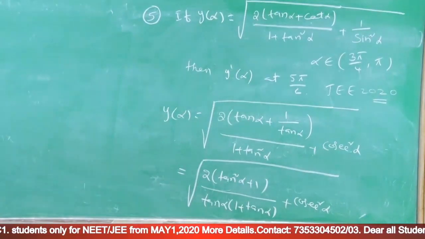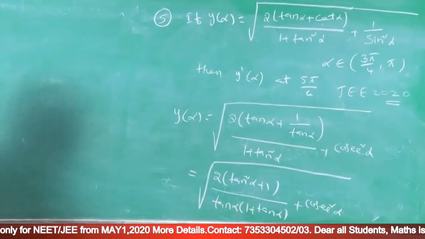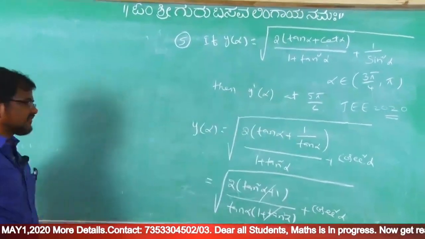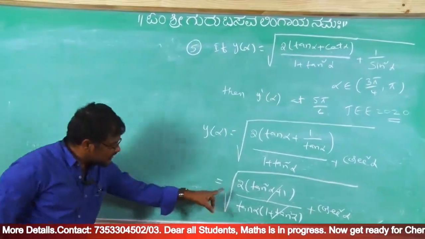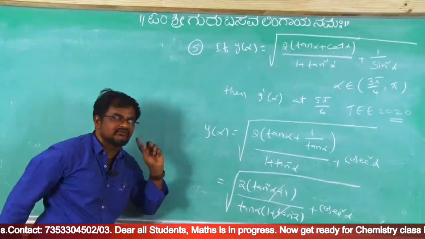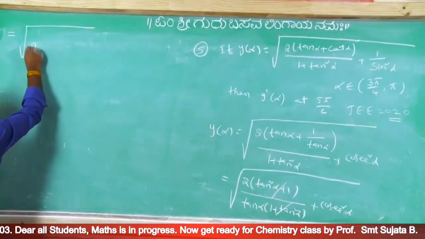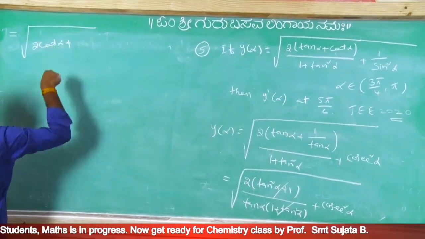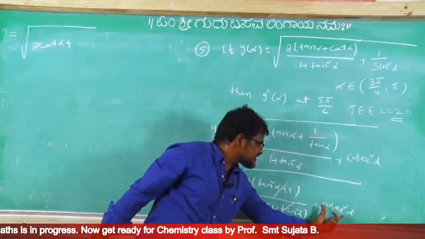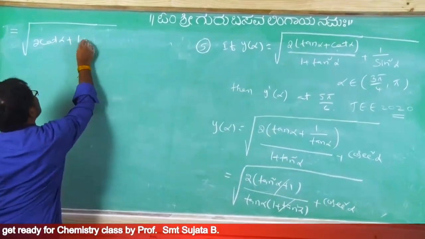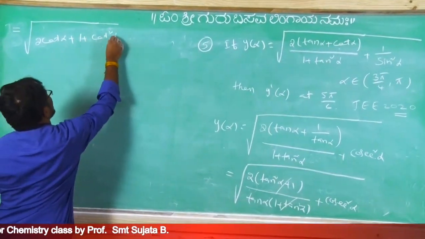Now that is equal to 1 plus tan square alpha; this 1 plus tan square alpha gets cancelled. What is remaining here? 2 remaining, divided by tan alpha remaining. So how to write it? 2 cot alpha you can write, plus cosecant square alpha, how to write? 1 plus cot square alpha.